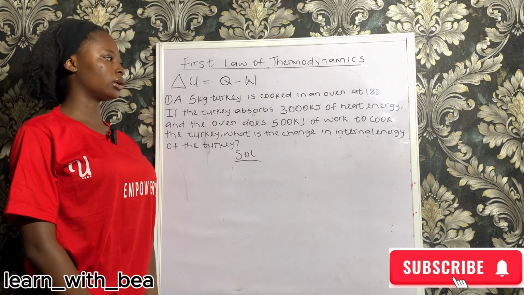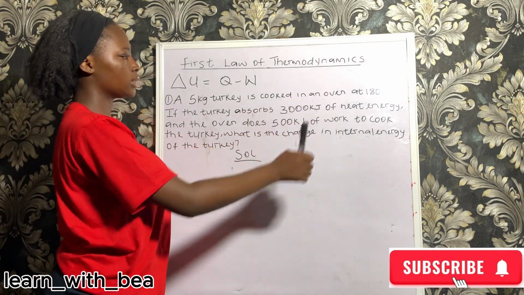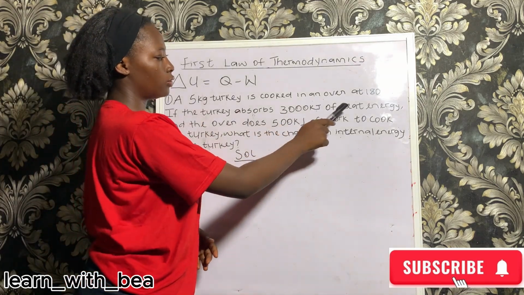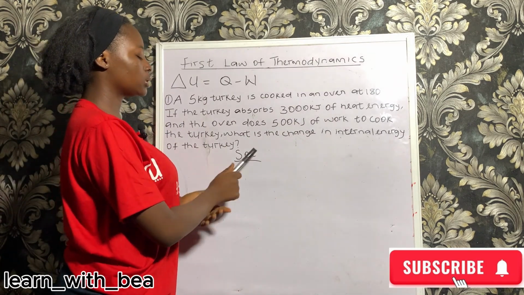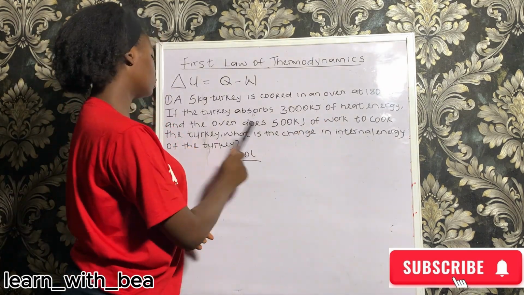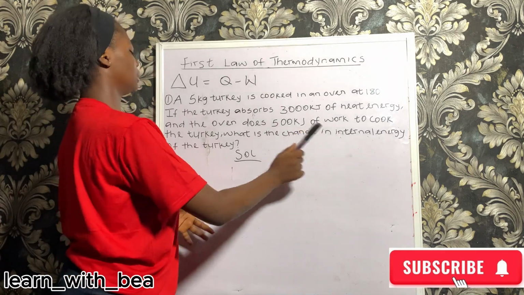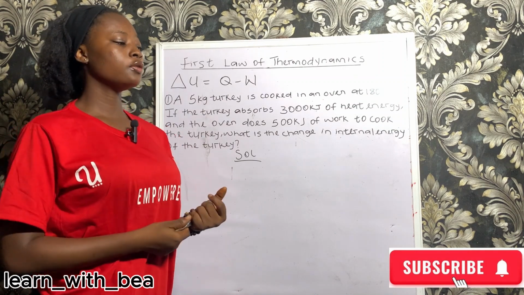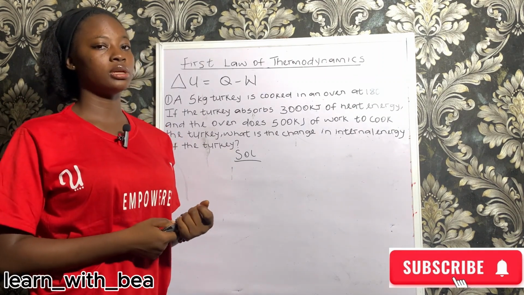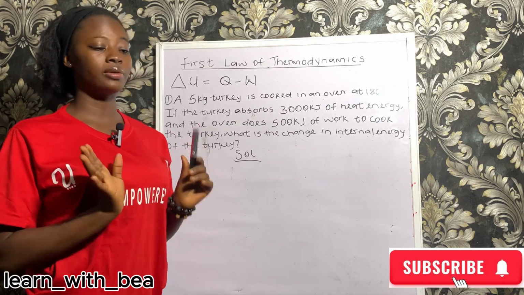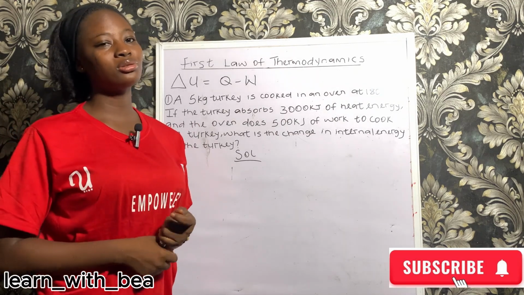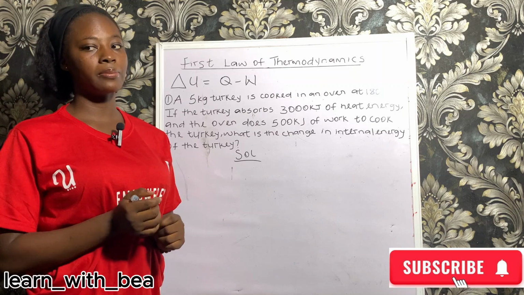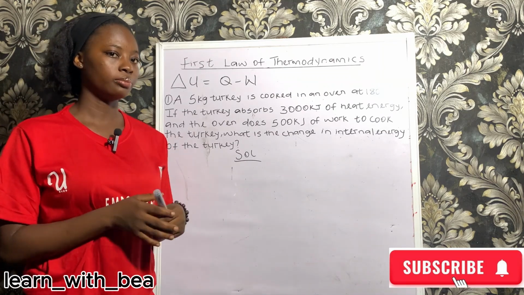A 5 kilogram turkey is cooked in an oven at 180 degrees C. If the turkey absorbs 3,000 kilojoule of heat energy and the oven does 500 kilojoule of work to cook the turkey, what is the change in internal energy of the turkey? Anytime you want to do any calculation, the first thing you need to do is write out the values that you were given. And you need to understand the question too. If you don't understand the question, you might miss some things and get them wrong.